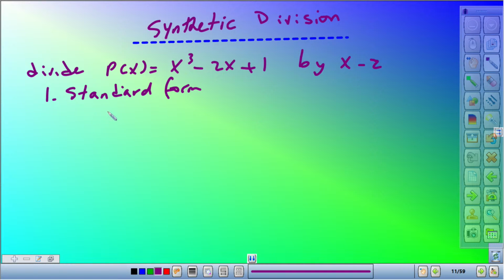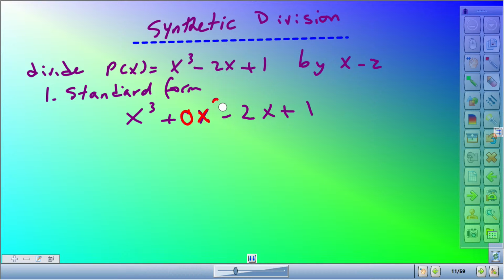To put this in standard form, I have to supply what's missing. So to put this guy in standard form, I've got to say x cubed plus 0x squared minus 2x plus 1. So basically, I was missing this 0x squared here. You can't do synthetic division or long division without fixing this first, at least for the method that we know at this level. So you really have to compensate for what's missing.